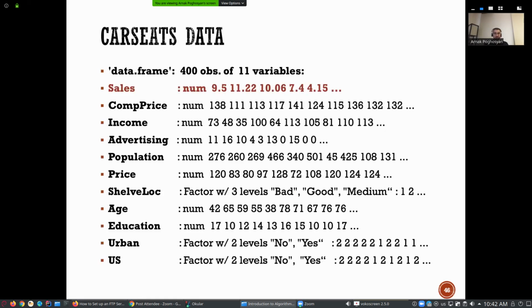So here is one example. We have car seats data, with many different features, a data frame with 400 observations and 11 variables.